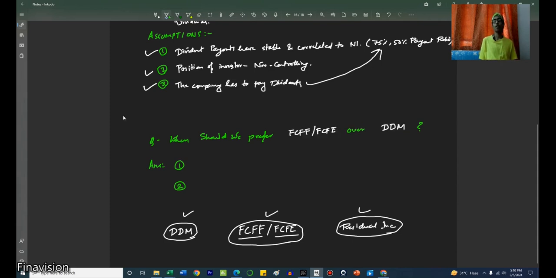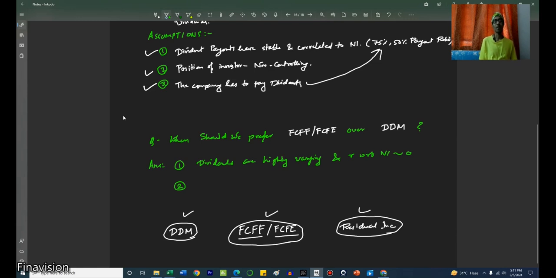What are they? Now when should we prefer the free cash flow discounting valuation model over the dividend discount model? Firstly, when dividends do not bear a perfect relation with the profits. Dividends are highly varying, and R, that is correlation with respect to profit, is very low.